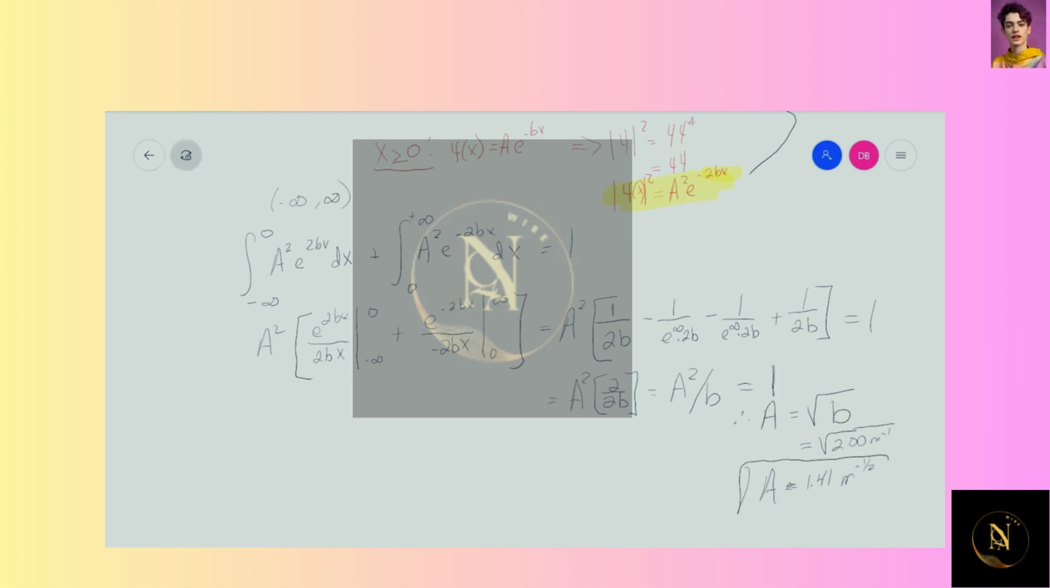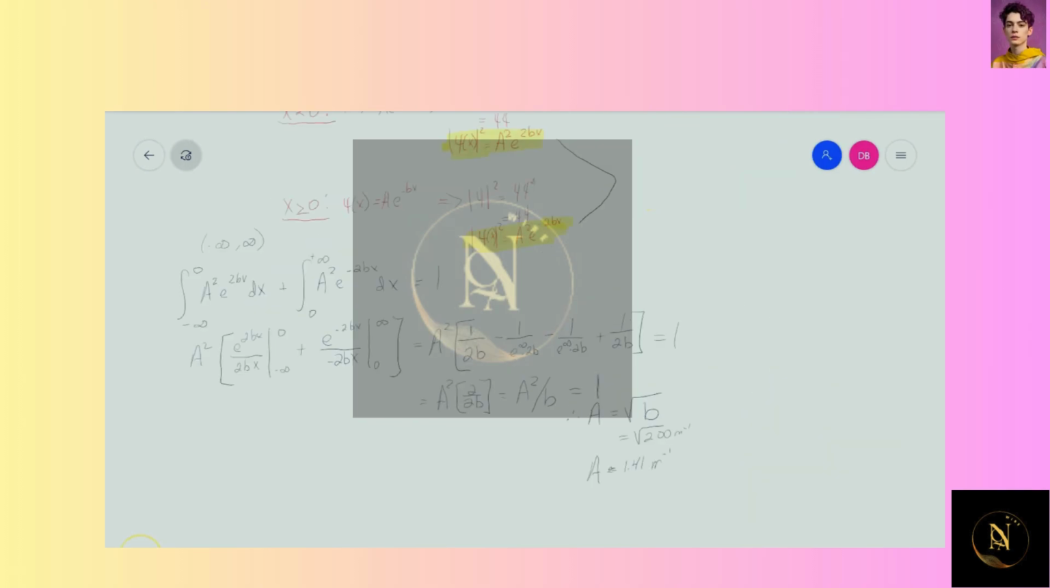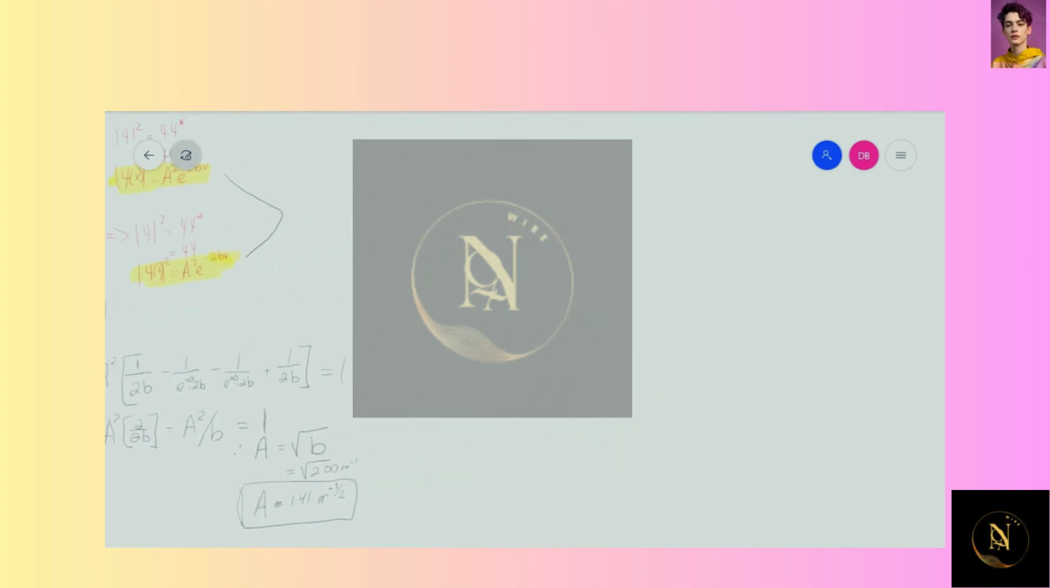Okay, so this is the first part of our answer. Part A had us find the normalization constant, A, which was equal to 1.41 meter to the negative 1/2. All right. Now, the next part has us sketch the graph. We can do this pretty quickly.